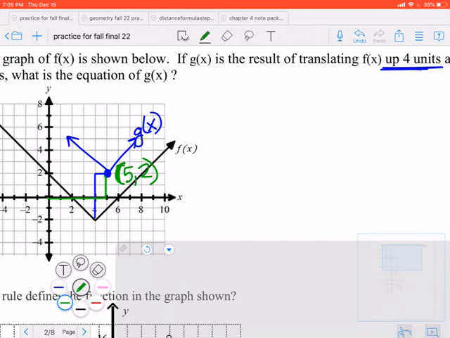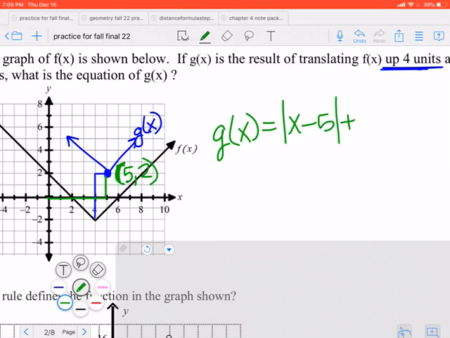Now we can write g of x's equation. Absolute value of x minus 5 plus 2. Opposite, same. It's vertex 5, 2.